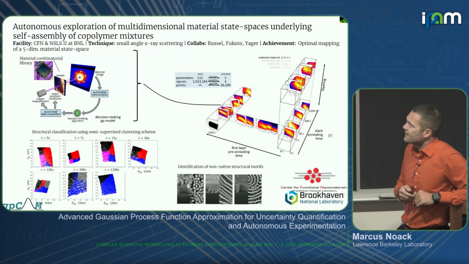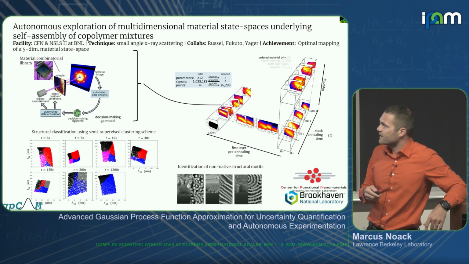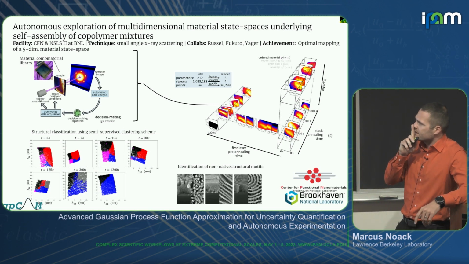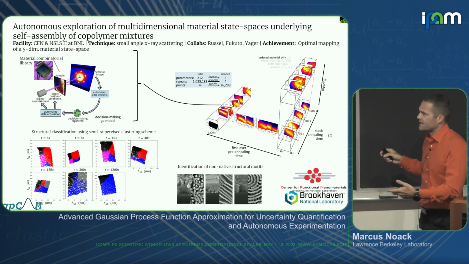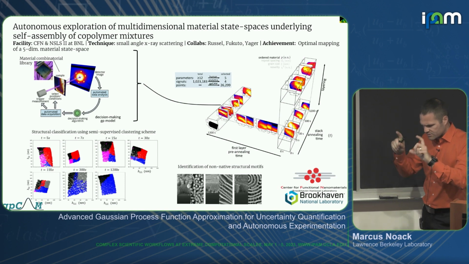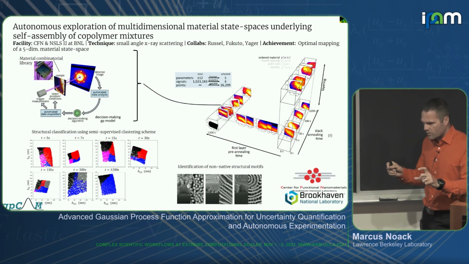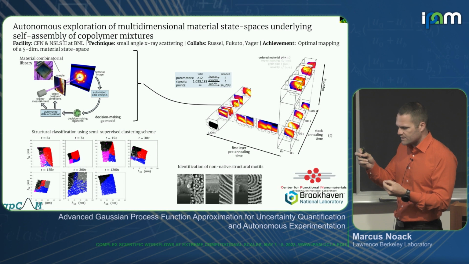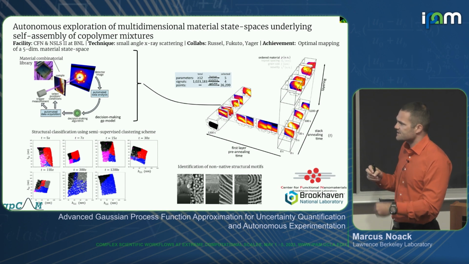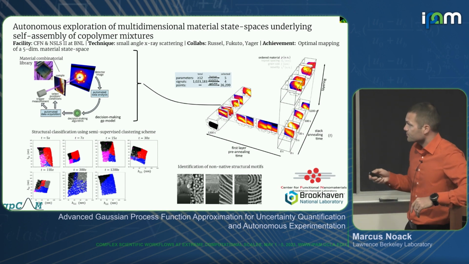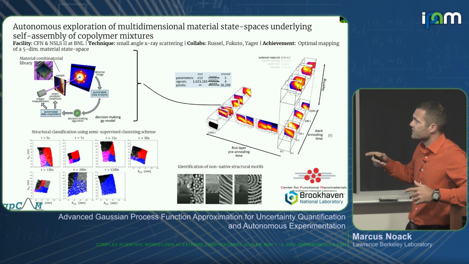We had an experiment, the CFN and NSLS2 again. That was a really interesting example. The original input space was 5D. We did it in a two-stage autonomy where we did autonomous exploration in 2D and then in 3D, in stages. But what was explored was a 5-dimensional space.